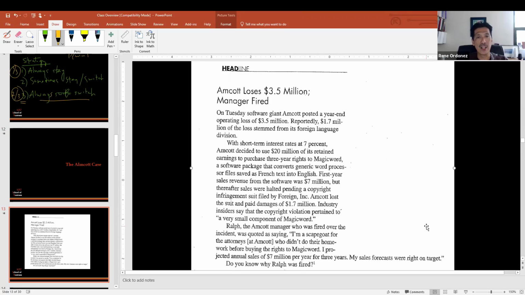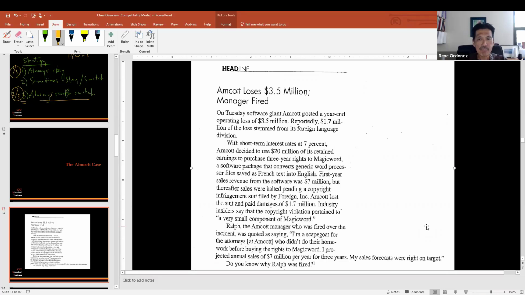Reportedly, 1.7 million of the loss stemmed from its foreign language division. Okay, with short-term interest rates at 7%, Almcott decided to use 20 million of its retained earnings to purchase 3-year rights to Magic Word, a software package that converts generic word processor files saved as French into English text. So in this first sentence, they're talking about Almcott having this money, 20 million, and investing it in this application.